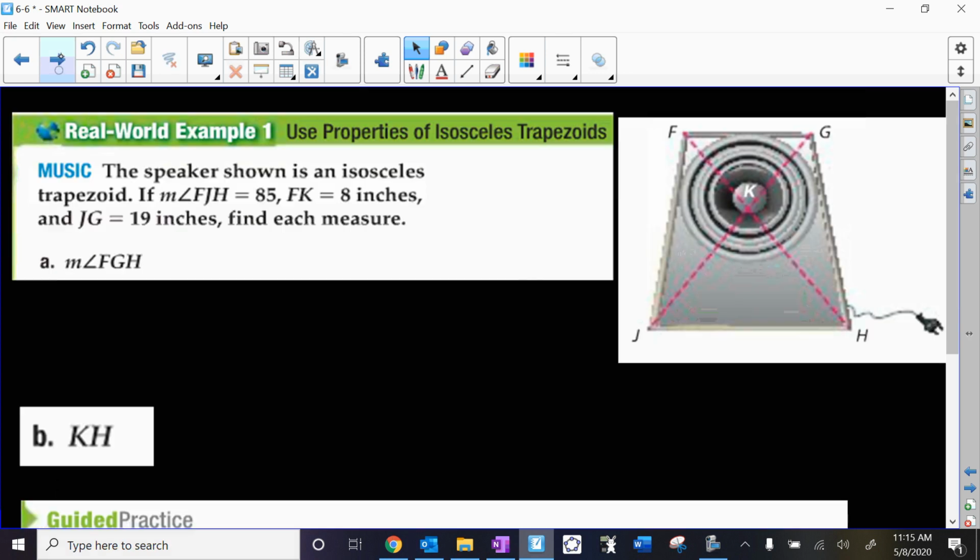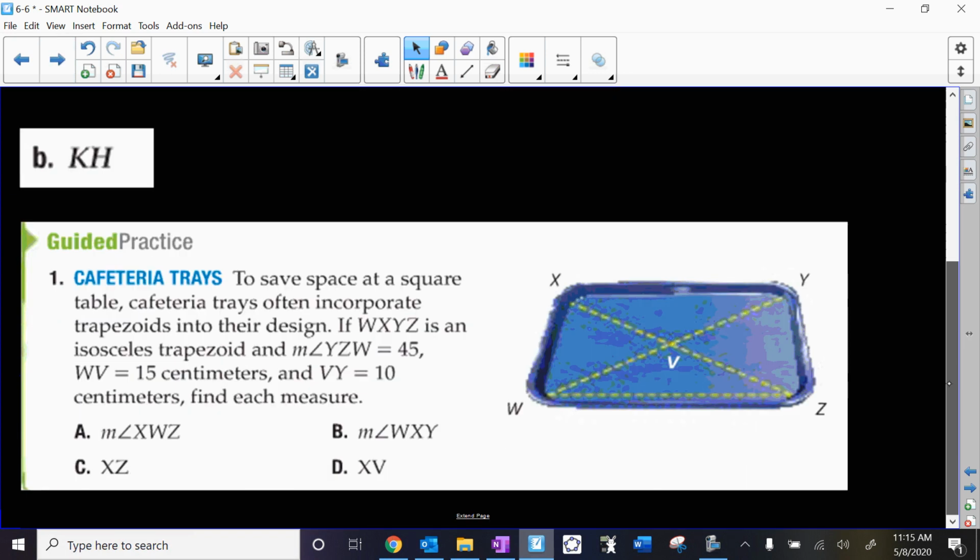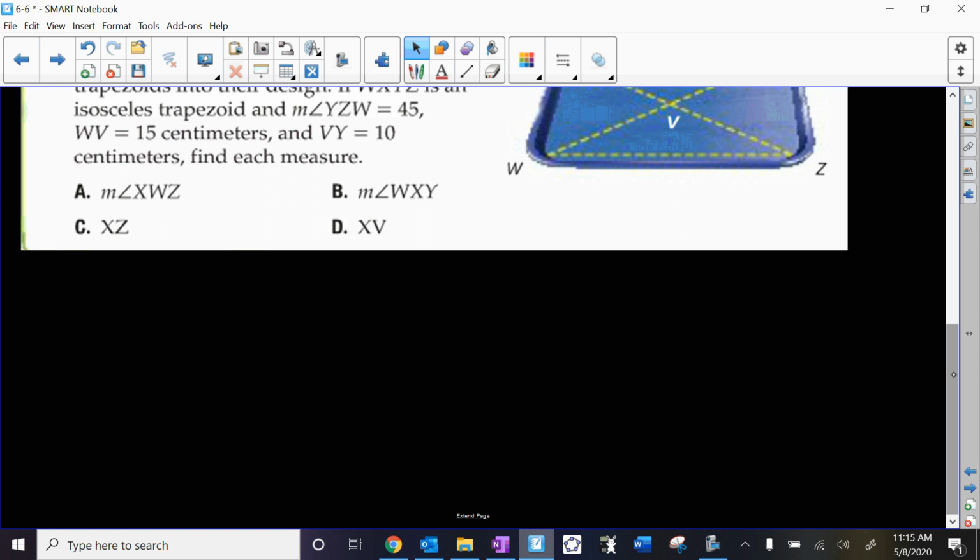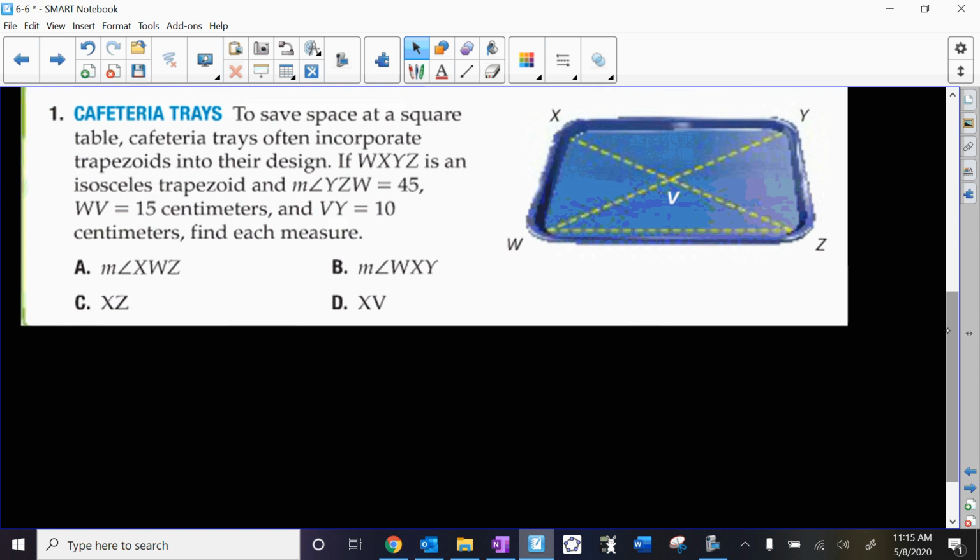Okay, so we're going to look at those properties in a picture here. So we're going to do all four of these down here at the bottom. So for letter A, we're going to try and find the measure of angle XWZ. And we're dealing with a trapezoid up here. So let's find the measure of angle XWZ. So XWZ, that is this entire angle. That's going to have to come off of this idea with this angle.